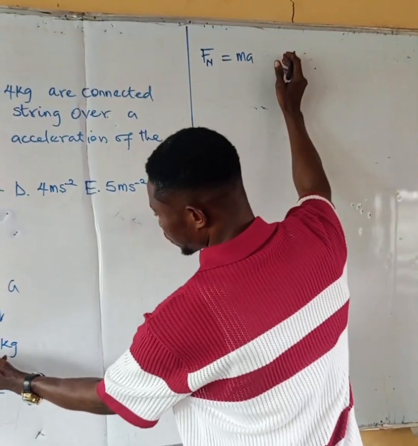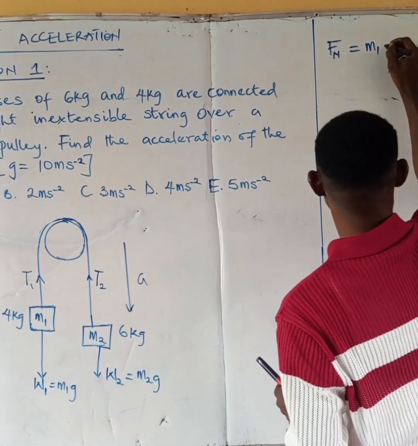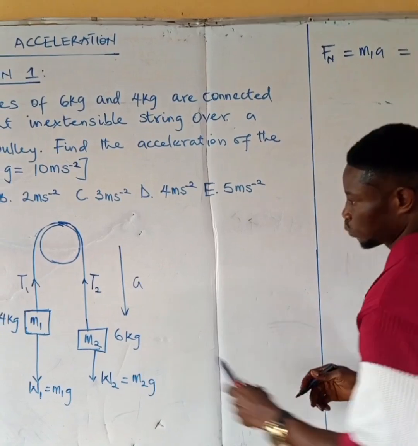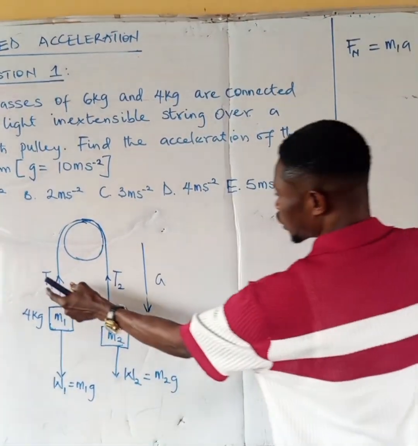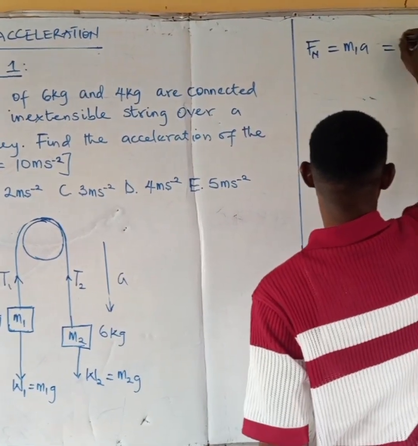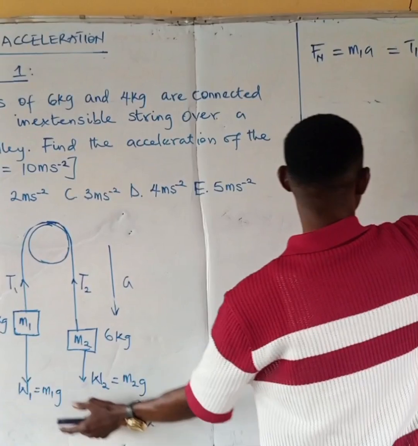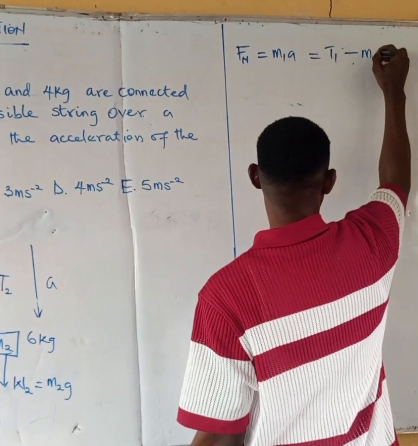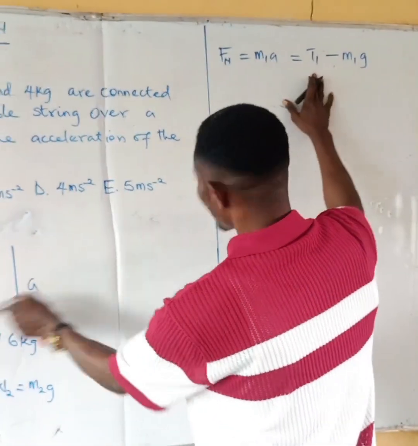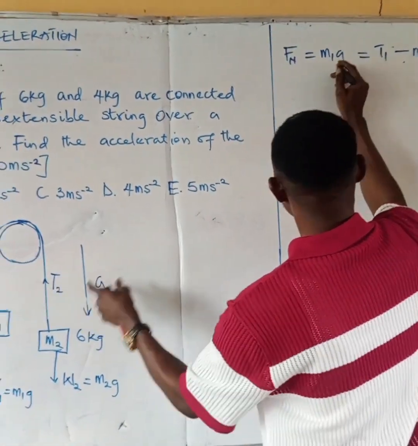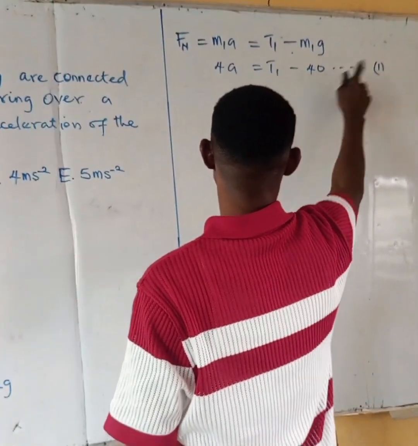Let's start with M1. Since we are considering M1, we write M1A. This will be equal to, since the motion is in the clockwise direction, it will favor the tension T1. So we have T1 as positive, and M1G is going to be negative because it is not favored by the motion. If we substitute into this equation, we have 4A equal to T1 minus 40.